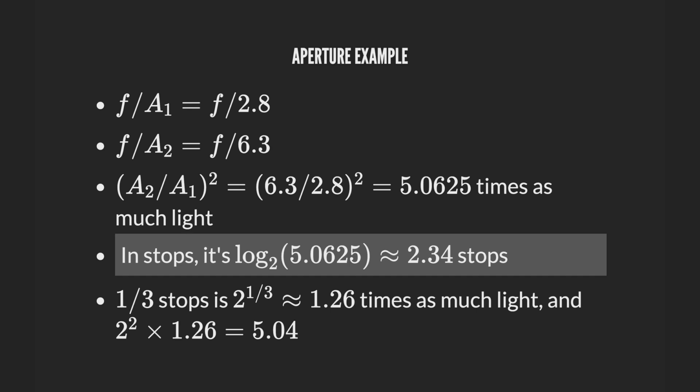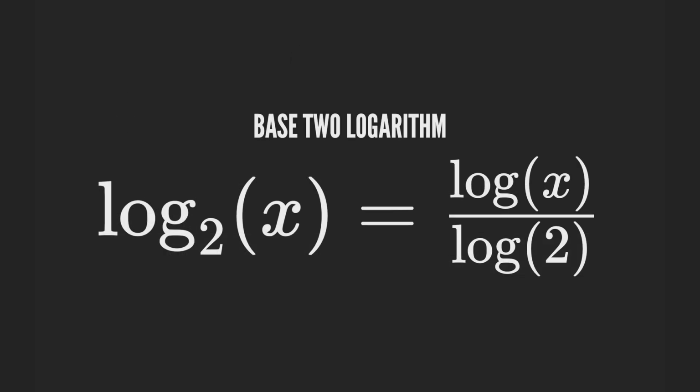Note that if your calculating device does not have the base 2 logarithm, you can always calculate it using the formula log 2 of x equals log x over log 2, where the right-hand side is a logarithm in any base.